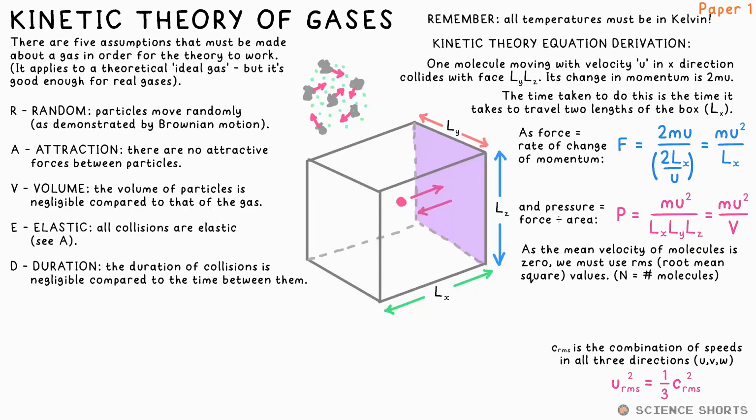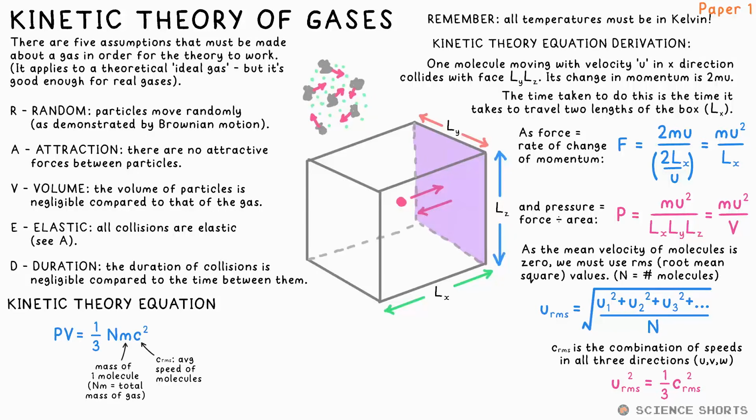The average velocity is 0, as the particles travel in all directions equally when averaged. And so to calculate u_rms, that's just the RMS values in one direction, we add up their squares, divide by the number of molecules, then square root all of this. And so then c is a combination of u, v, and w, the velocities in all 3 dimensions.